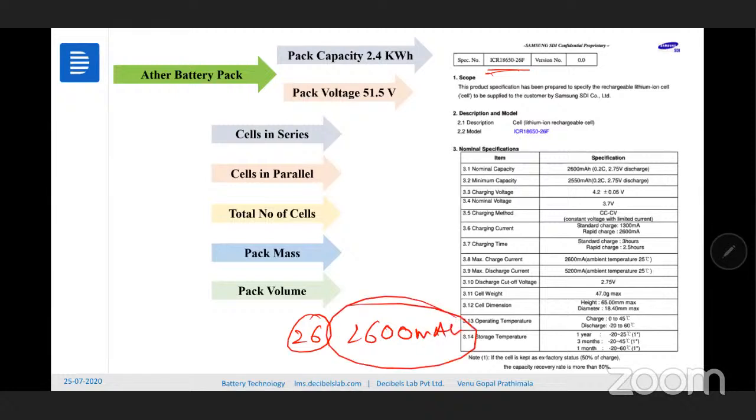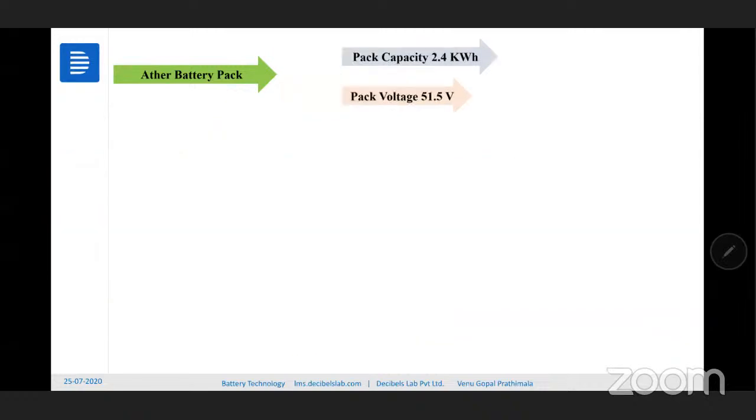So this is the cell we are going to use, and this particular cell has a nominal capacity of 2600 mAh and a nominal voltage of 3.7 volts. If you know these two values, we can calculate cells in series and cells in parallel. So we'll start with the calculation part. We know the pack voltage and the cell voltage, which is 3.6 volts, and C cell is 2.6 amp hour.